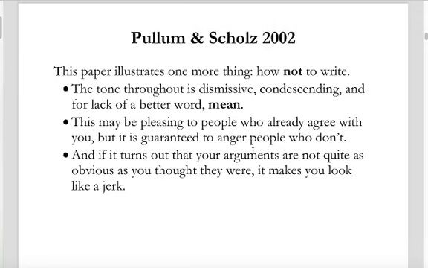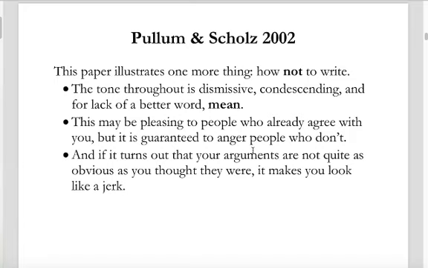There's one more aspect of this paper that I should disclose here. In my opinion, this is a great example of how not to write in academia. The tone throughout this paper is really dismissive, sarcastic, condescending, and just mean. It's a mean, rough paper. And that's maybe going to be gratifying or pleasant to people who already agree with you and want to see those Chomskyans get their due because they're jerks.